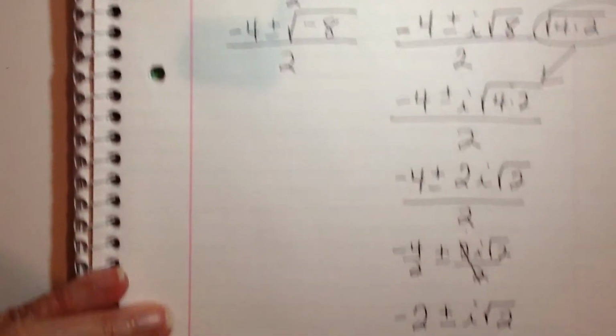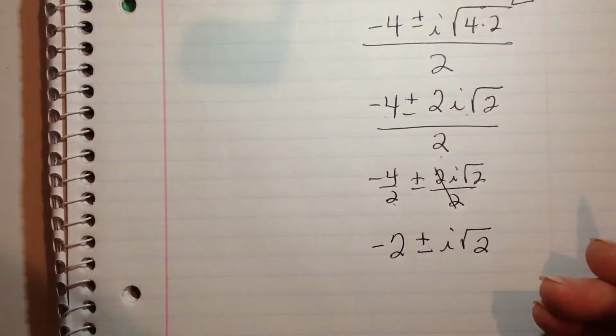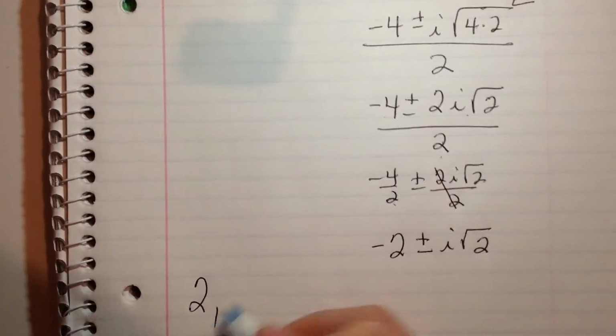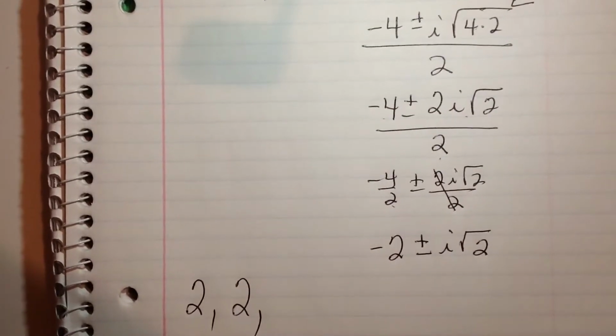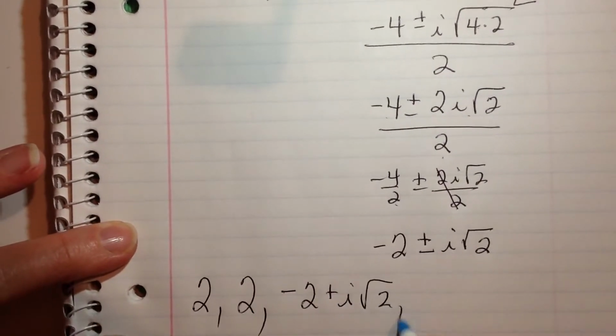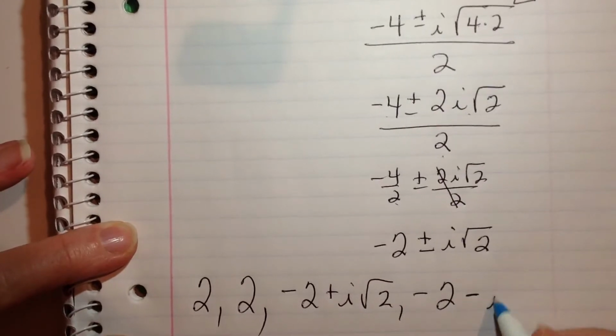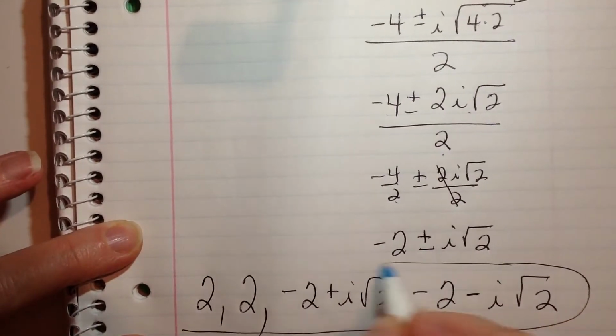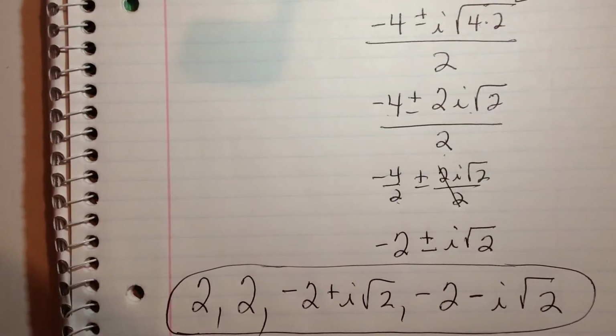Now, remember from your previous work that we found 2 to be a 0 twice. Then we have the remaining 2 solutions: negative 2 plus i, square root of 2, and negative 2 minus i, square root of 2. So there is your answer to this equation.